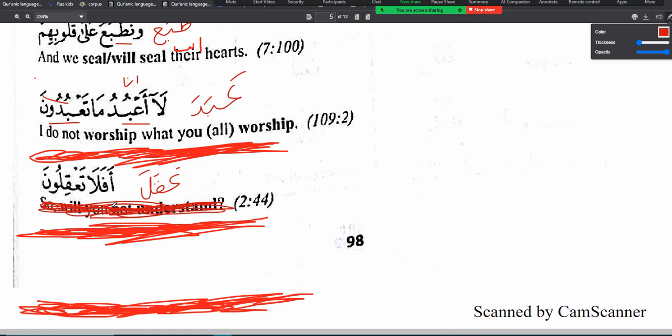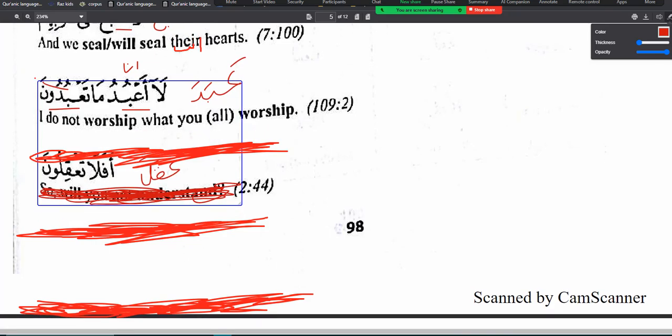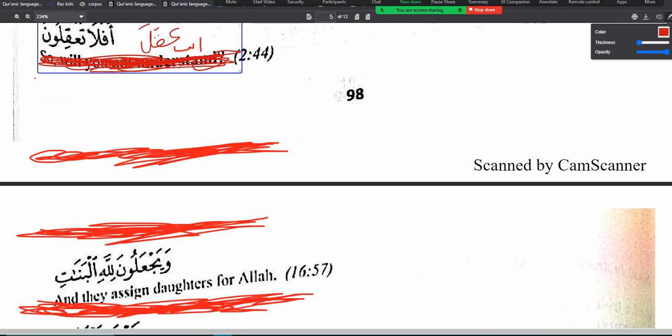Fa la taqilun. Do or... Yeah, question word. Do not understand. Fa is so. So do you not understand? So do you not have any aqal? Very good, mashallah. So will you not understand or do you not understand? Very good. Mashallah. I'm so happy, mashallah, you're able to translate the ayahs. Subhanallah, may Allah accept from you.